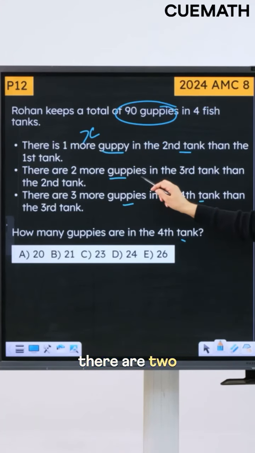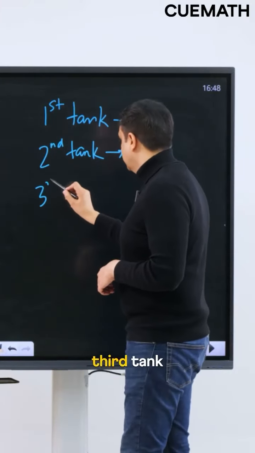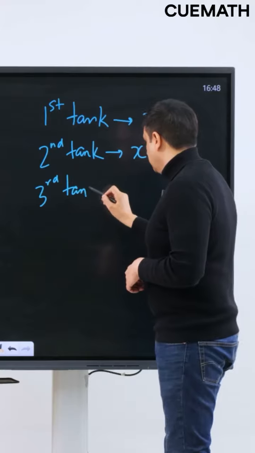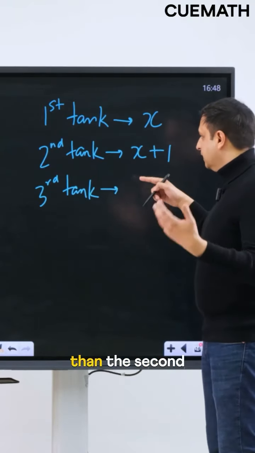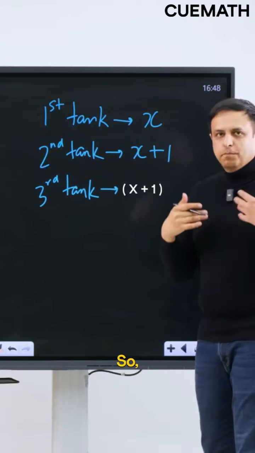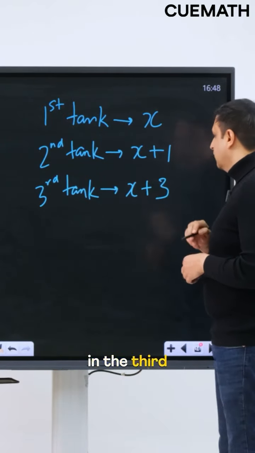Then it says there are 2 more guppies in the third tank than the second tank. So in the third tank, there will be 2 more guppies than the second tank. So x plus 1 plus 2, that means x plus 3 guppies in the third tank.